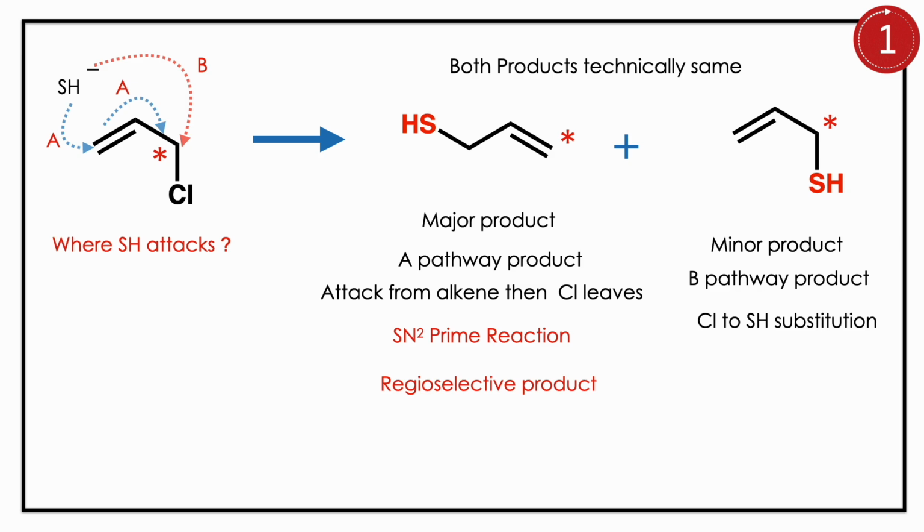If SH attacks the A position, you have the star at the terminal. If SH attacks the B position, you attack the labeled carbon. Both positions are technically the same, but to create the difference, we label the product. So basically the regioselectivity comes through two different mechanisms, SN2 versus SN2 prime.